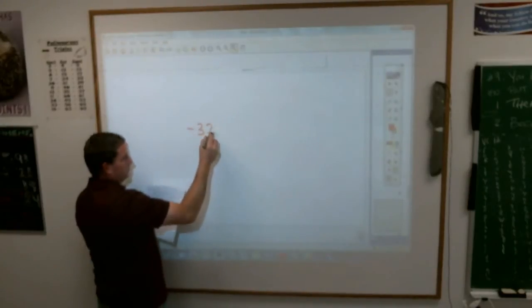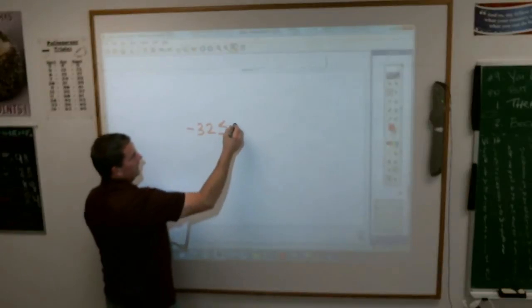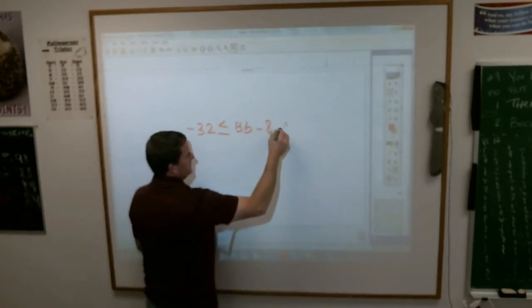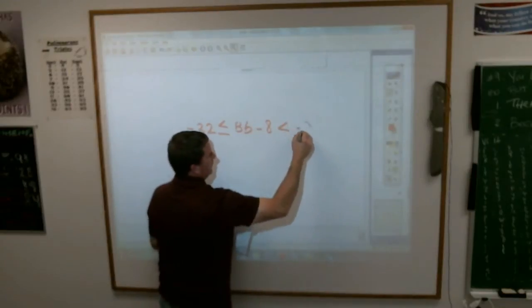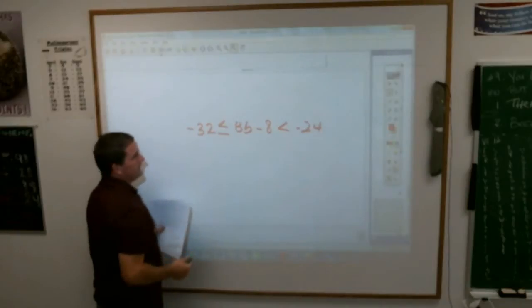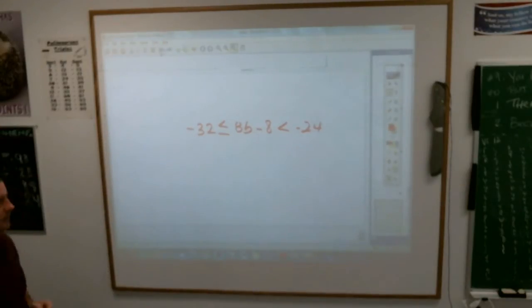Negative 32 is less than or equal to 8b minus 8, which is less than negative 24. First thing to look at: is the variable negative? No. So your signs aren't going to change. You don't have to worry about that.